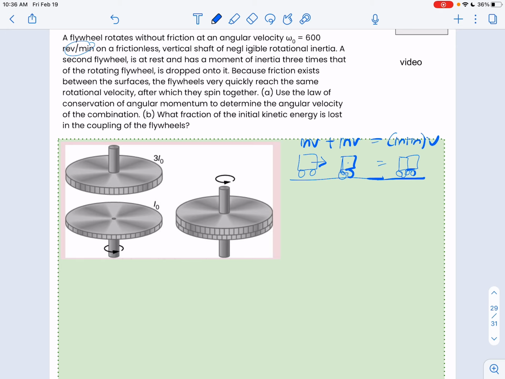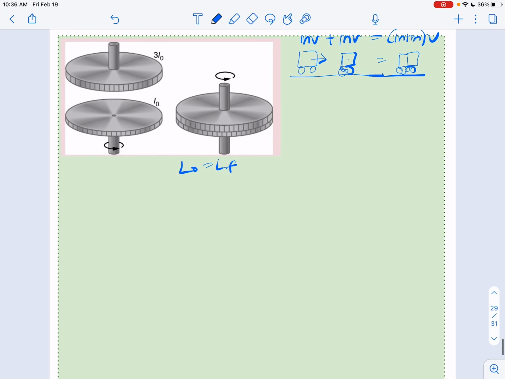This is exactly the same thing except that it is angular. So initial angular momentum equals final. I'm just going to have I1 omega 1 initial plus I2 omega 2 initial equals (I1 plus I2) omega final, because it's inelastic.